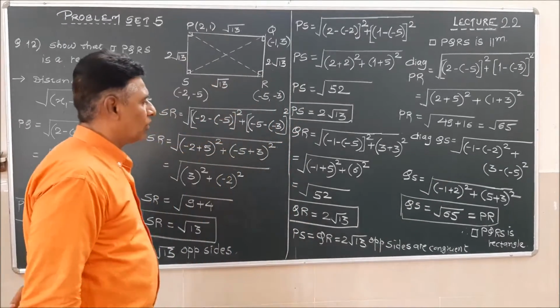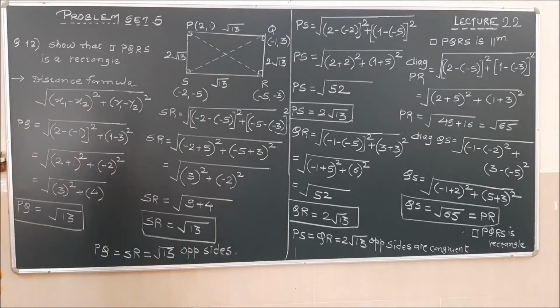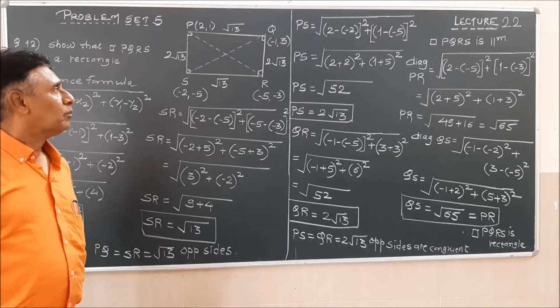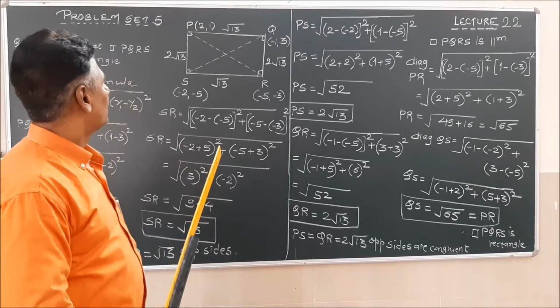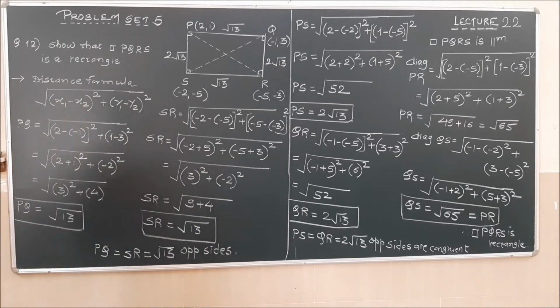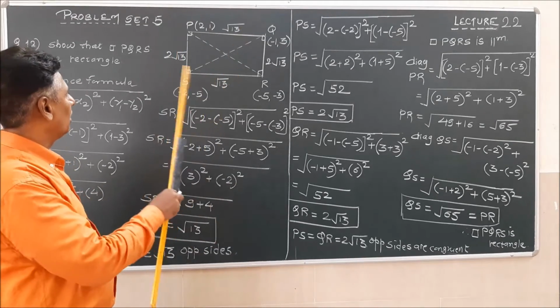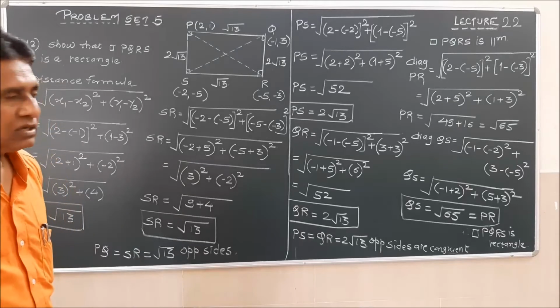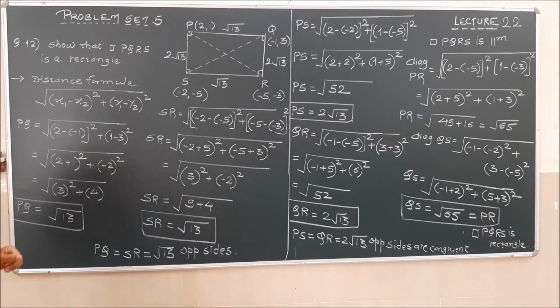So what happens now? QS is root 65. PR is also root 65. That means diagonals of quadrilateral PQRS are congruent, as well as opposite sides PQ and SR are root 13 each, PS and QR are root 13 each. So this is how you will find that if diagonals are congruent as well as opposite sides are also congruent, then quadrilateral PQRS becomes a rectangle. So this is how we prove PQRS as a rectangle.